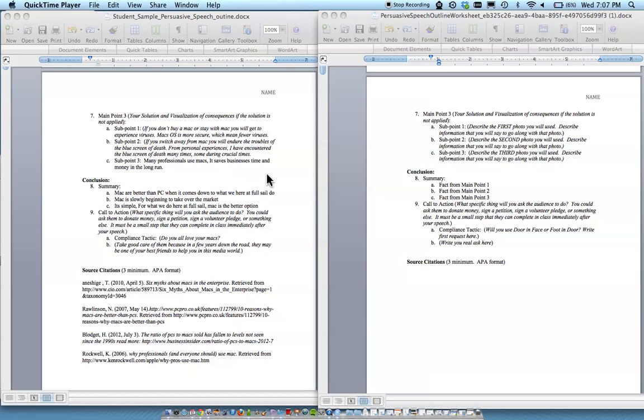What this says right here on the worksheet is we're visualizing your solution, or the consequences if the solution is not applied. And so when I have these subpoints 1, 2, and 3, it says describe the first photo you will use, describe the information that goes along with the photo.